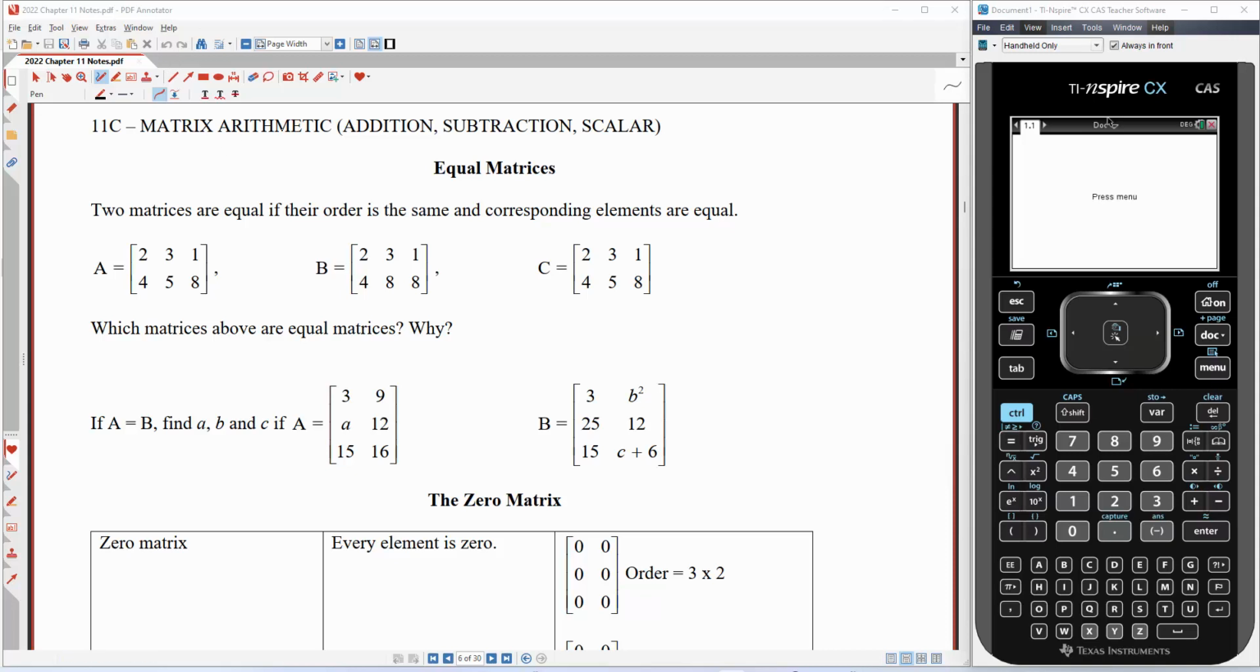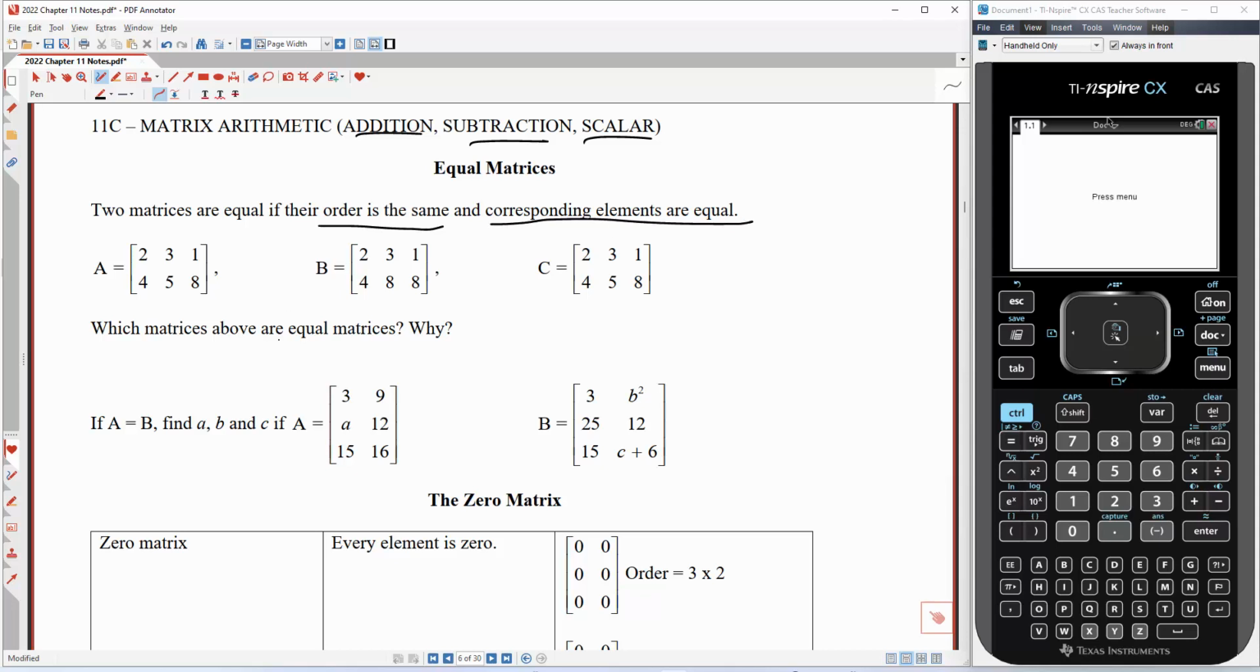Today what we're going to do is some matrix arithmetic that involves adding, subtracting, and what we call scalar multiplication, which is different from matrix by matrix multiplication. All right, we'll start with looking at equal matrices. So if matrices are equal, then their order has to be the same, okay, and corresponding elements are equal.